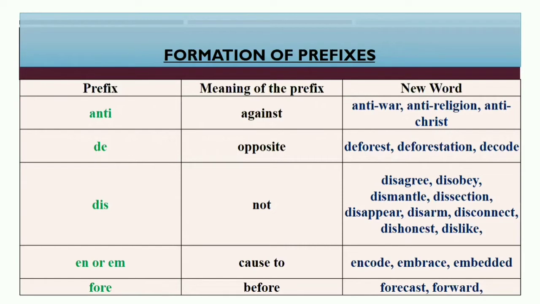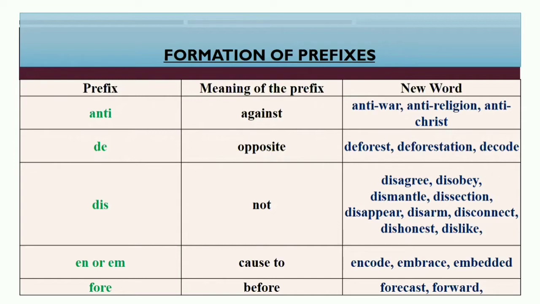Okay, dear learners, now next, de. De means opposite, and using this prefix we can make words like deforest, deforestation, or decode. Then dis. Dis means not. There are some new words using this dis prefix. We have made here some new words: disagree, disobey, dismantle, dissection, disappear, disarm, disconnect, dishonest, dislike. Using this type of prefix, you can make this type of new words.